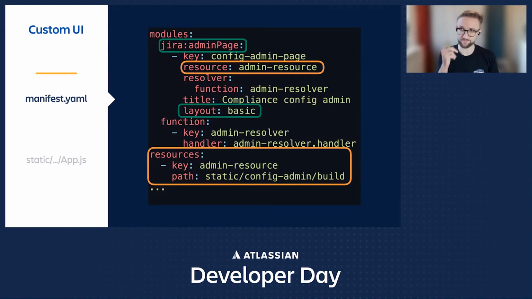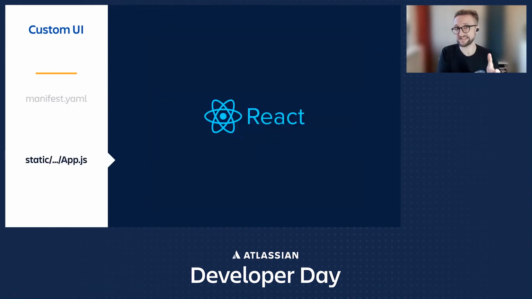In my case, please mind this directory. It's static/config admin/build. So this is where I store my HTML, which loads this file, my app.js. So it does have to be a static page in any technology of your choice. In my example, I've used React, and underneath I'm just using plain create React app.